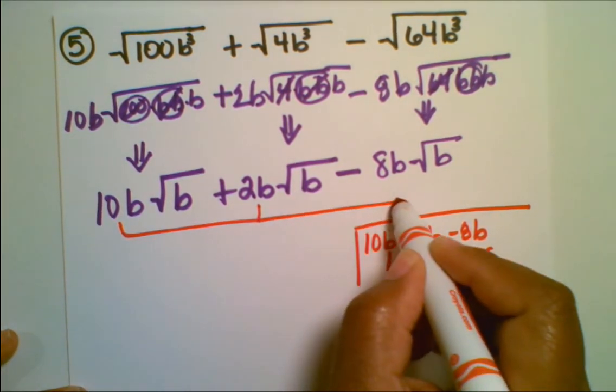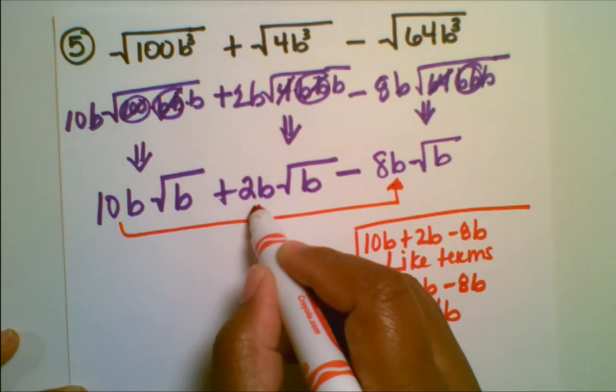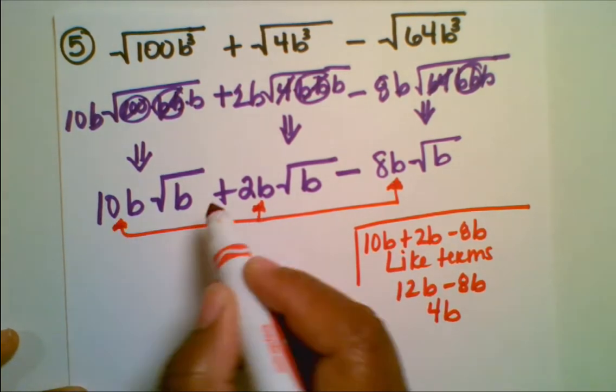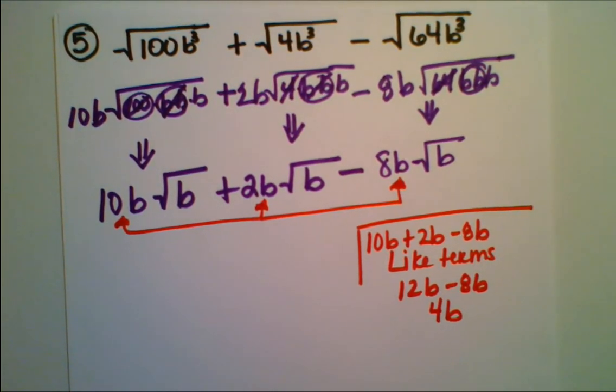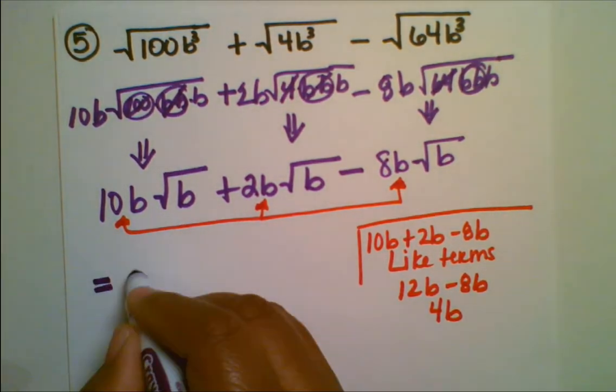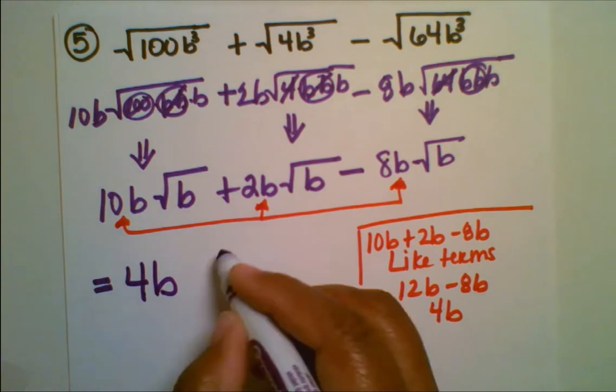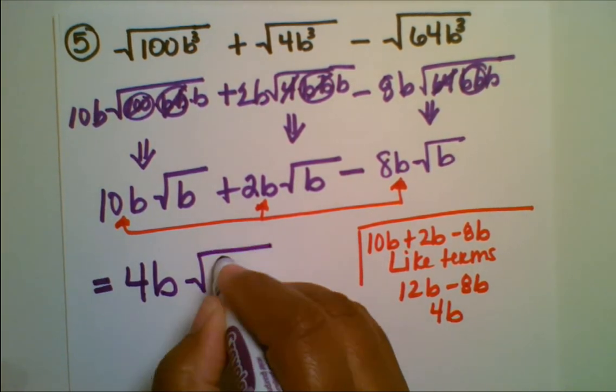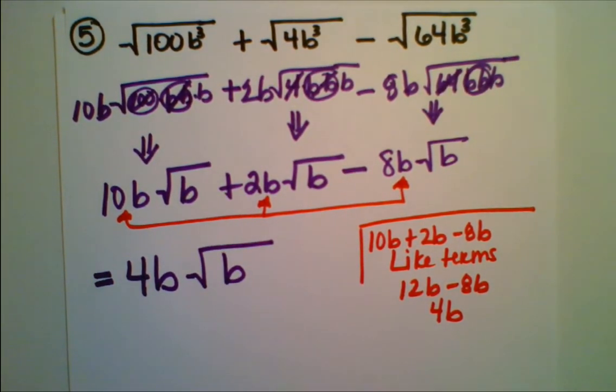These are like terms. And then keep the common radical. So our answer is 4b times the square root of b. There we go.